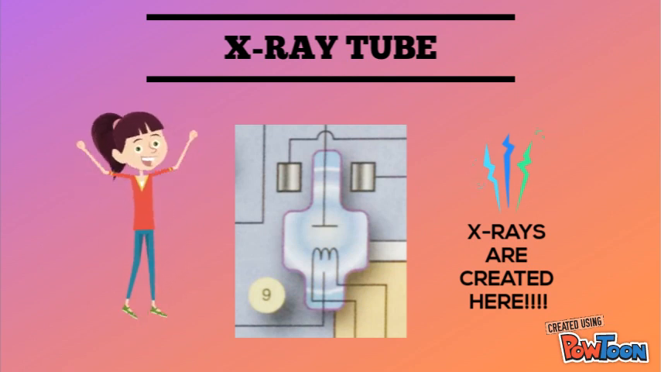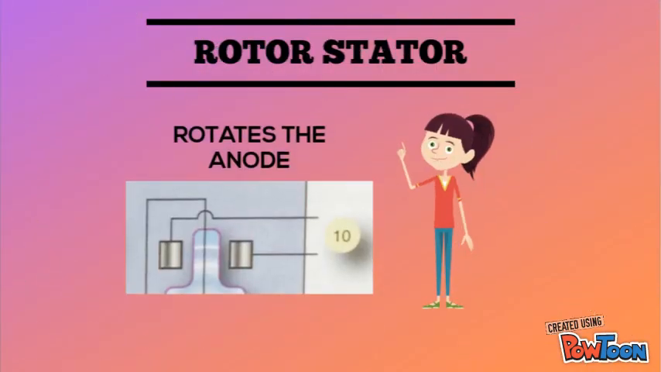The X-ray tube is where X-rays are created. The electromagnetic stators and copper rotor rotate the anode.